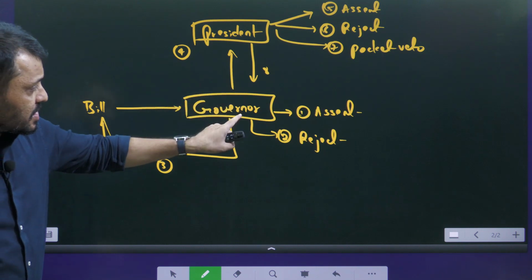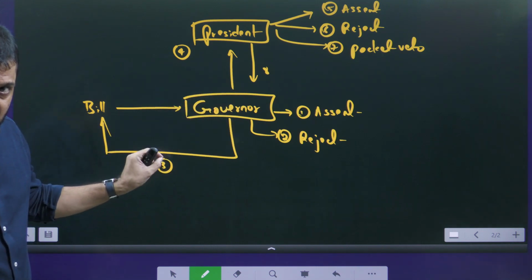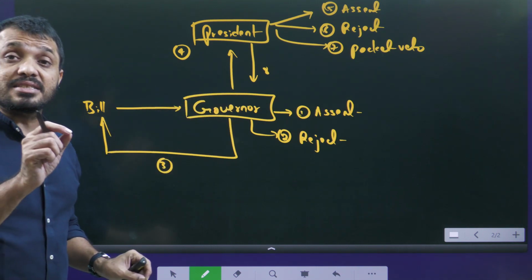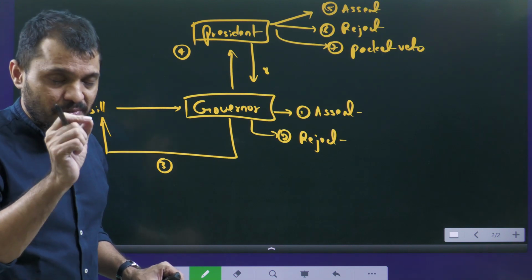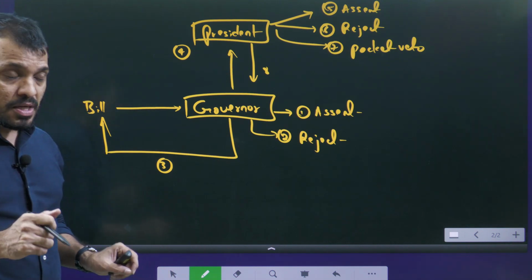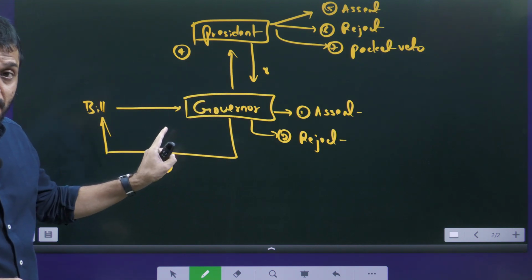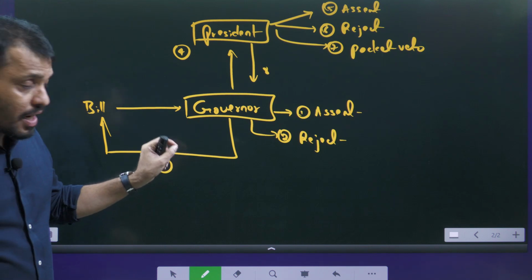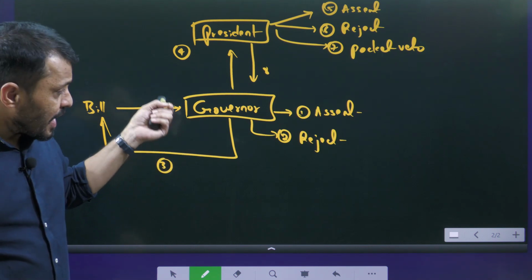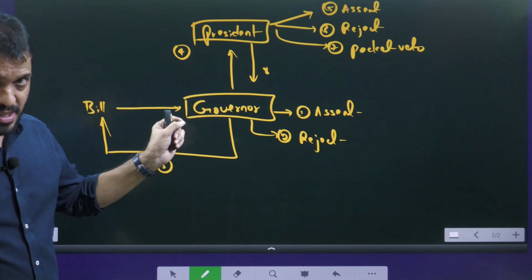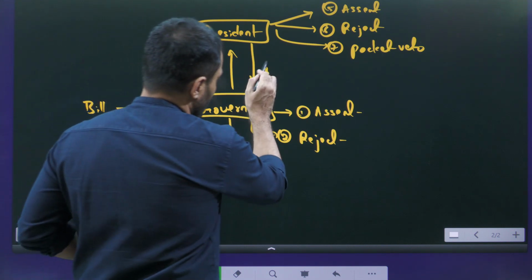When president sends any bill for reconsideration of the state assembly, here you have to understand state assembly has to respond within 6 months. Be careful when you are solving the MCQs. When president returns any bill, the state assembly has to act upon that bill and has to approve or return the bill within 6 months. That you have to understand. Okay.